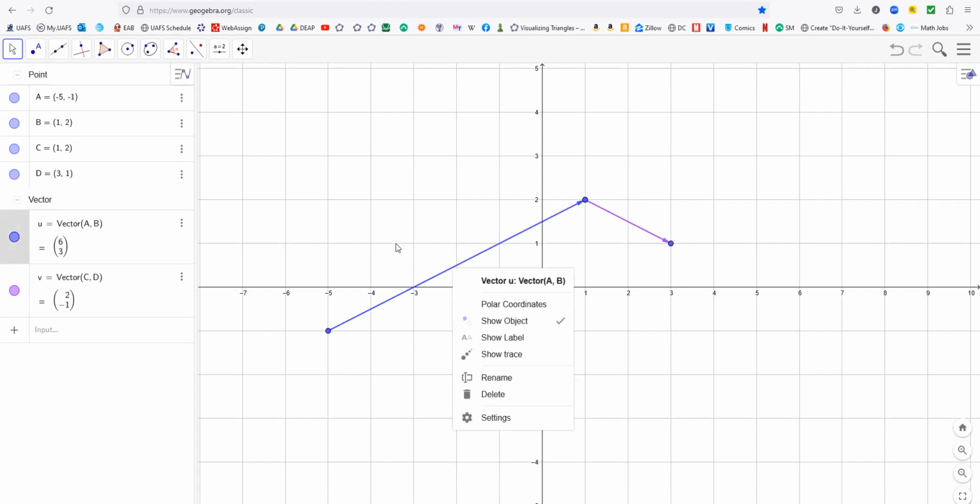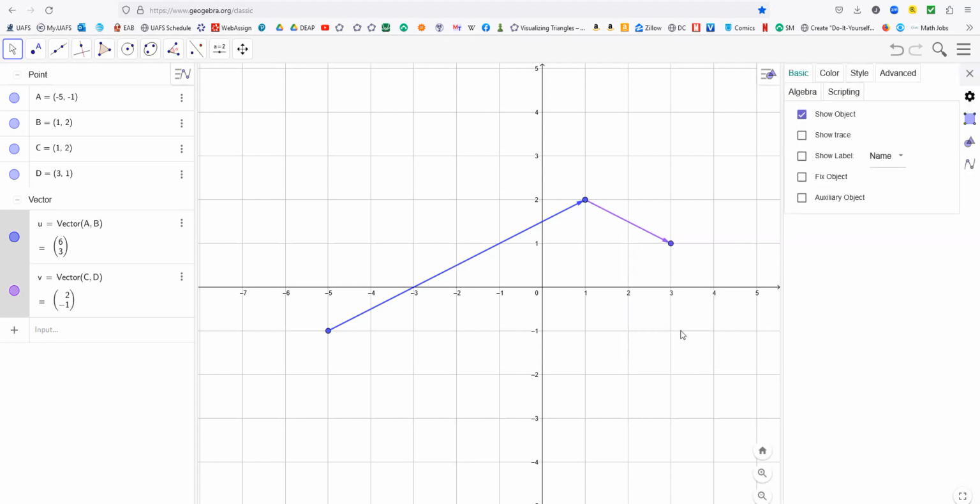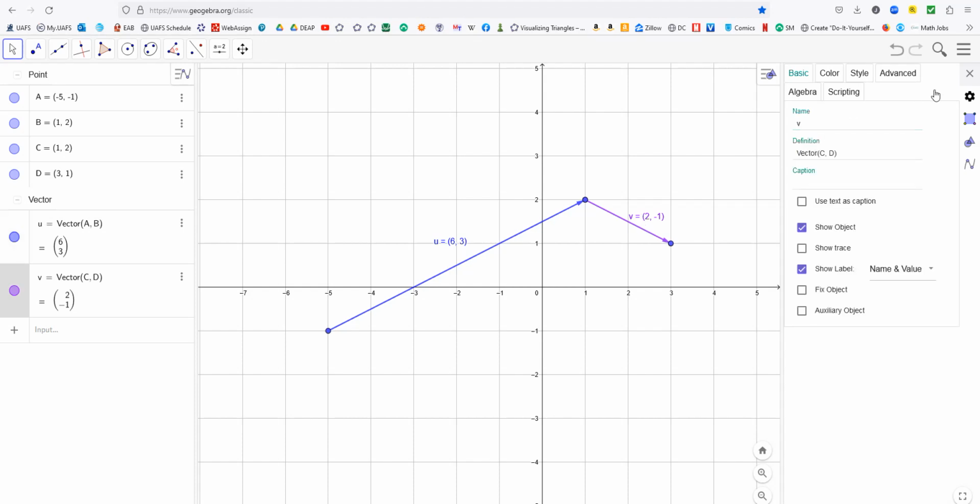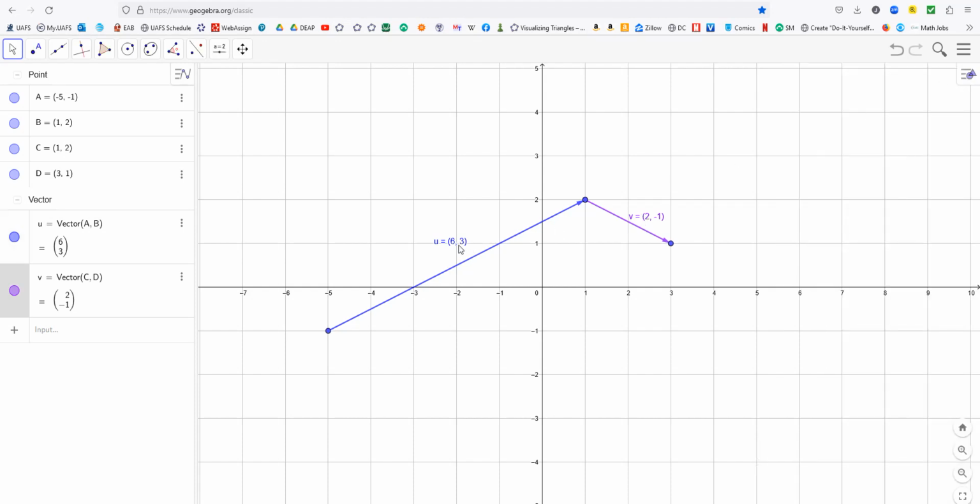And by the way, watch this. If I take these guys here, click on that, control, and click on that one, settings, and let's do name and value. Here you have the vectors listed in row form: right 6 and up 3, right 2 and down 1.